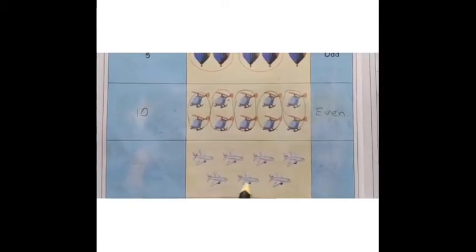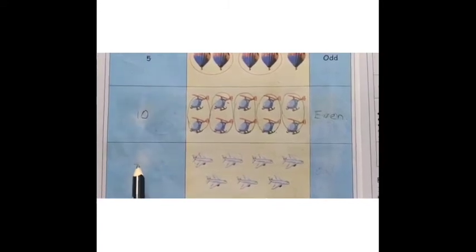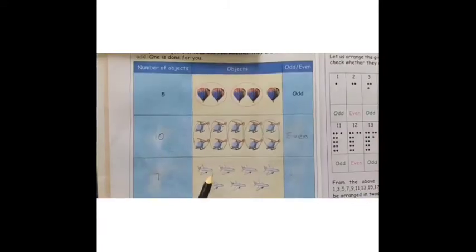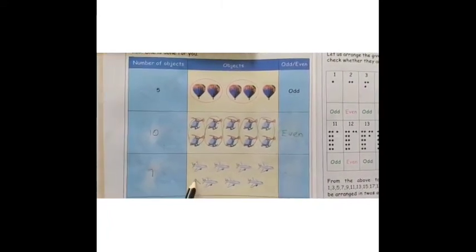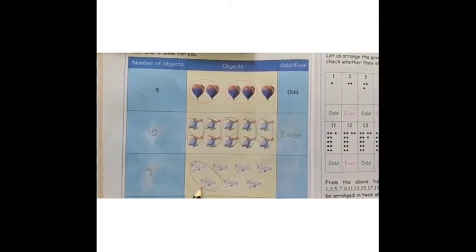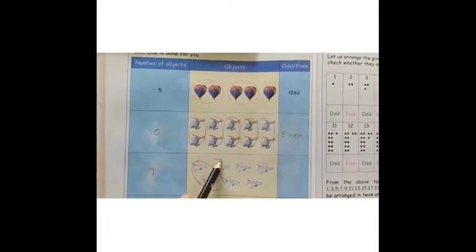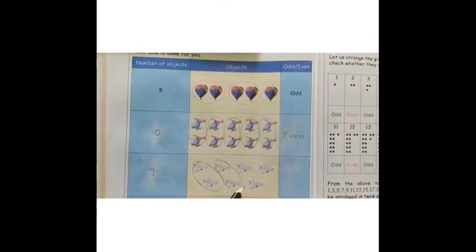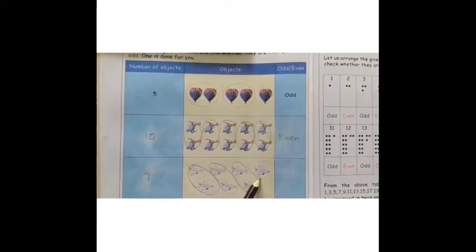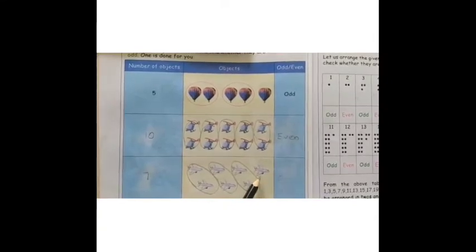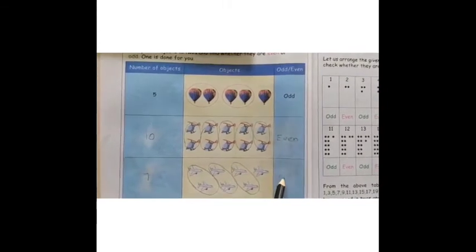Next, the number of aeroplanes are 7. So, the number of objects are 7. Now, let us arrange the objects into pairs. 1, 2, 3, 4, 5, 6. Balance we have 1 aeroplane. It does not have its pair. So, 7 is an odd number.